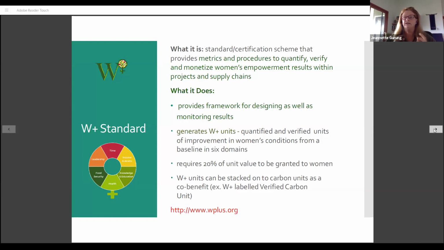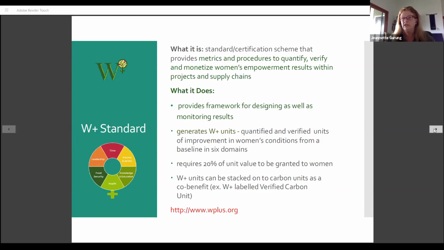In order to generate W+ units, you need, as a project developer, to choose at least one of these domains, but you could choose all 6. So we start with a measurement of the baseline conditions within the domains that are suited to the project, and then at a later time, we'll measure the results of those projects.